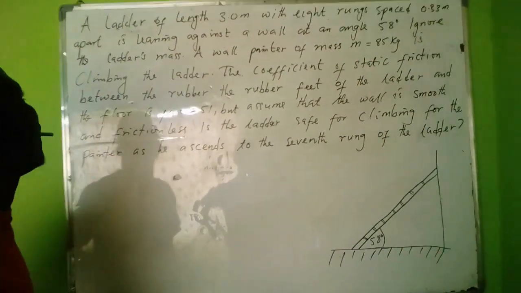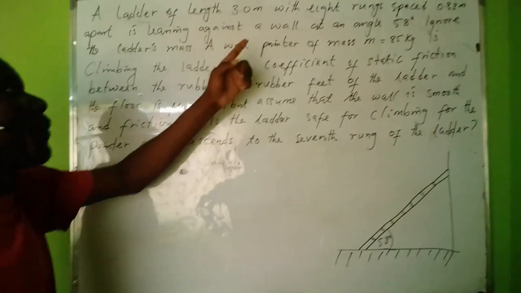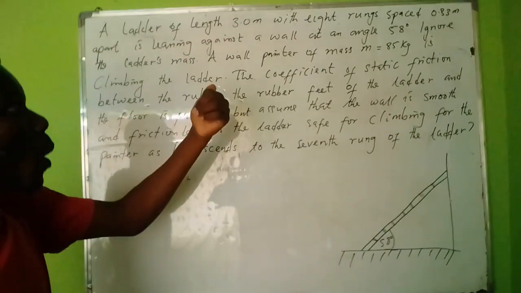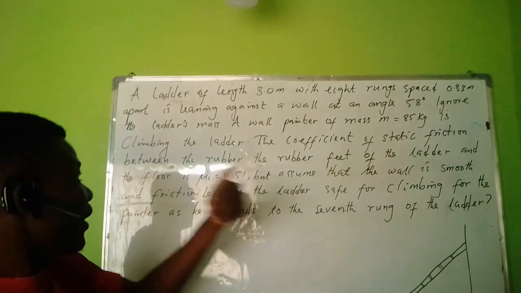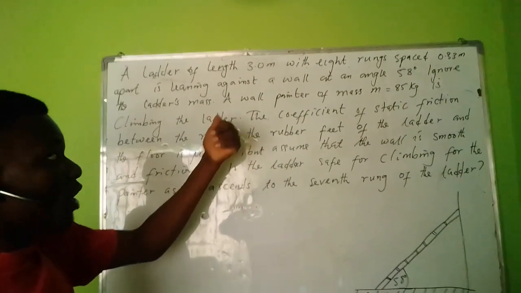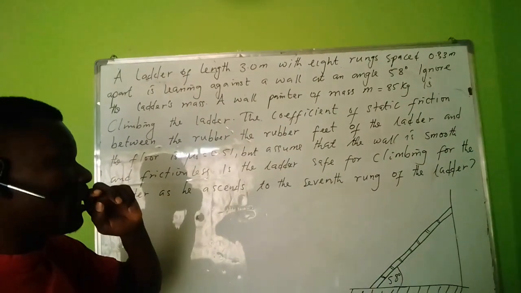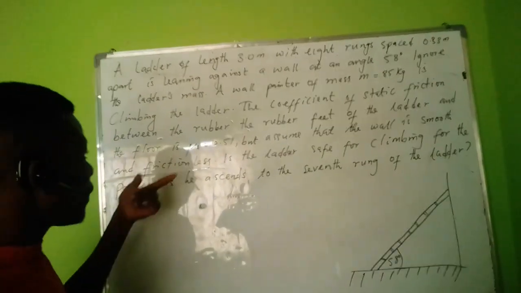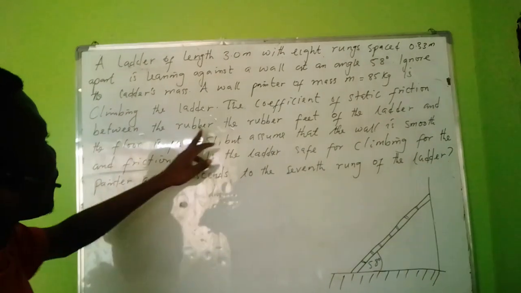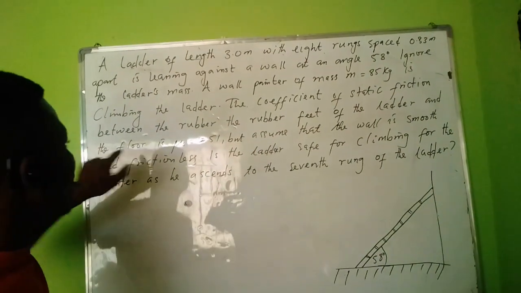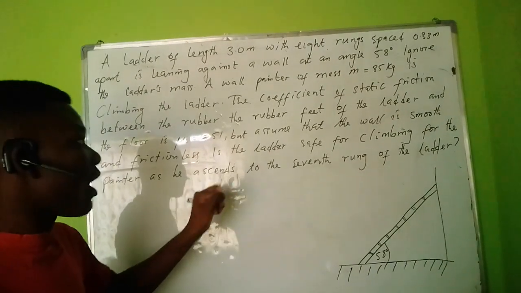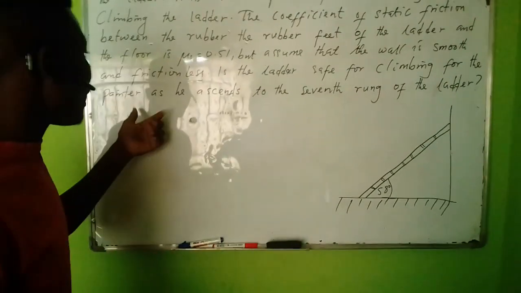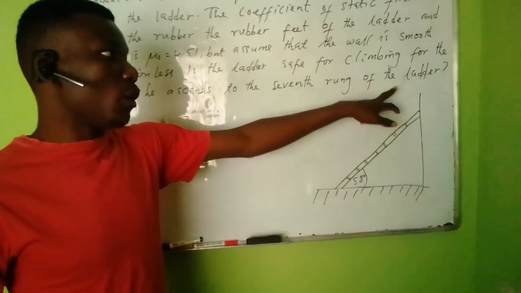So the question says, a ladder of length 3.0 meters with 8 rungs spaced 0.33 meters apart is leaning against a wall at an angle of 58 degrees. Ignore the ladder's mass. A wall painter of mass 85 kg is climbing the ladder. The coefficient of static friction between the rubber feet of the ladder and the floor is 0.51, but assume that the wall is smooth and frictionless. Is the ladder safe for climbing for the painter as he ascends to the 7th rung of the ladder?